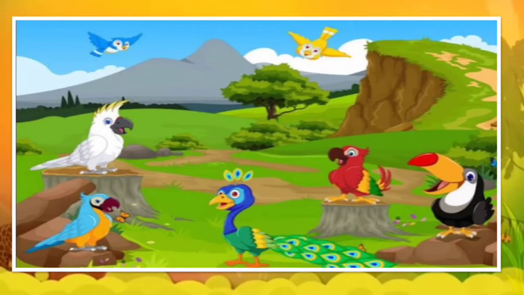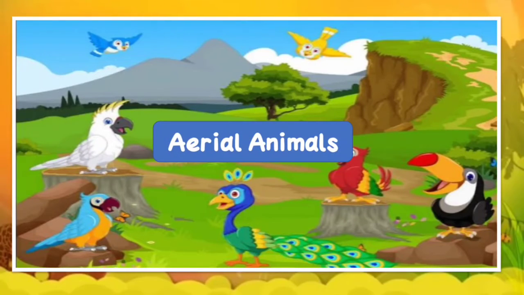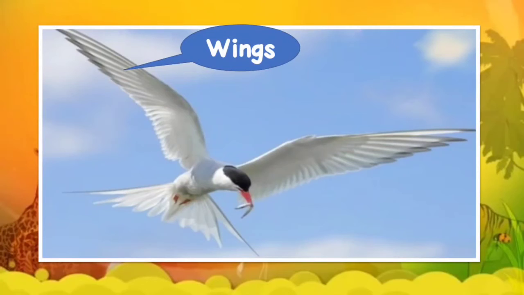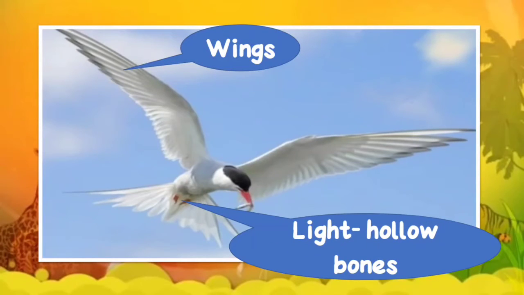Okay children, now let's see the fourth type of animal, and that is aerial animals. Like aerial roots, here aerial animals. Examples: birds are called aerial animals. Birds are aerial animals as they have wings to fly and light hollow bones. They have very light hollow bones which keep their body weight down. Because of the hollow bones, they have very little weight so that they can fly easily in the air.